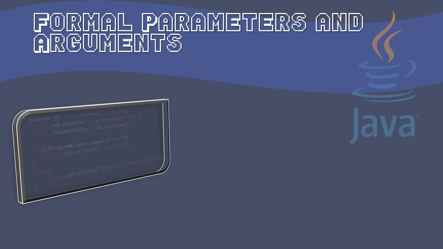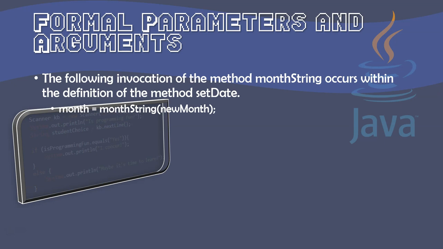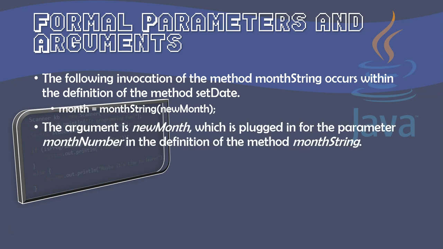Now, let's talk about the terms formal parameters and arguments a little bit more. The following invocation of the method monthString occurs within the method setDate: month = monthString(newMonth). The argument here is newMonth, which is then plugged in for the parameter monthNumber in the definition of the method monthString.